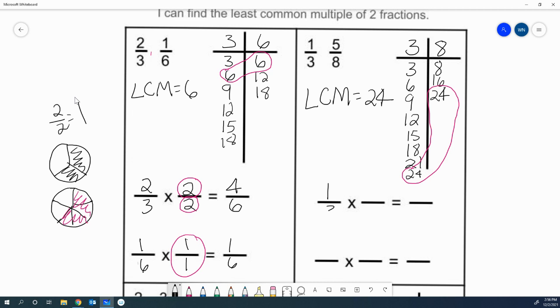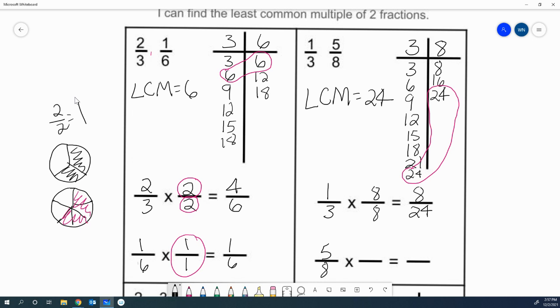We've got our 1/3 on this line and our 5/8 on this line. So I know I want to multiply that 1/3 times something to get 24 as the denominator. I know that 3 times 8 equals 24. And I know that I have to multiply the numerator by the exact same number as the denominator. So 1 times 8 is 8. So I know that 1/3 is equal to 8/24 because all I really did is multiply 1/3 times 1 in a different form. Looks good.